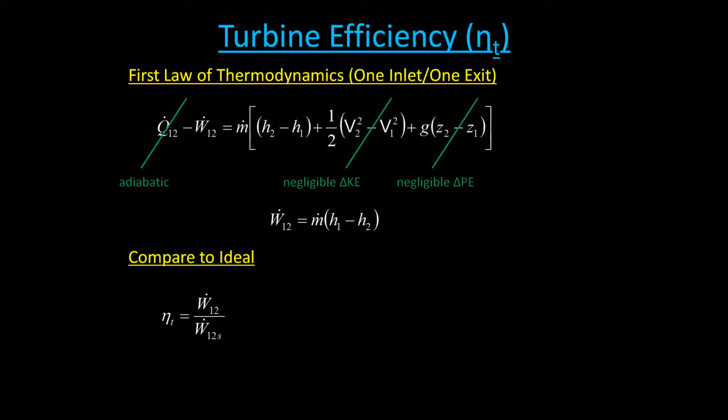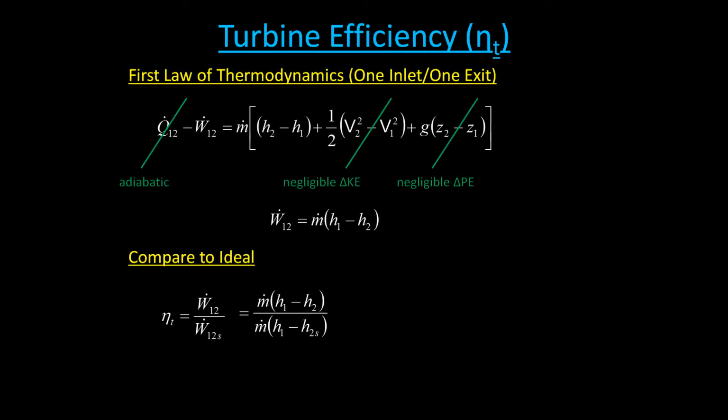So our efficiency is the actual work to the ideal work. So ideally, we would put out a certain amount of work. We would get all of that energy transfer. In actuality, we're going to have some irreversibilities, so our work is going to be less. And our efficiencies are always going to be from 0 to 100%, so the numerator has to be smaller than the denominator.